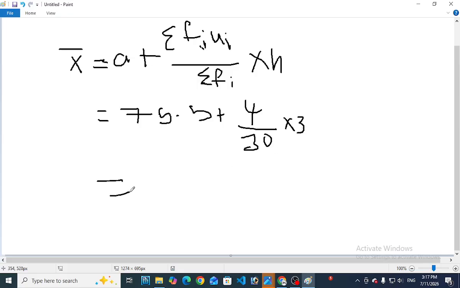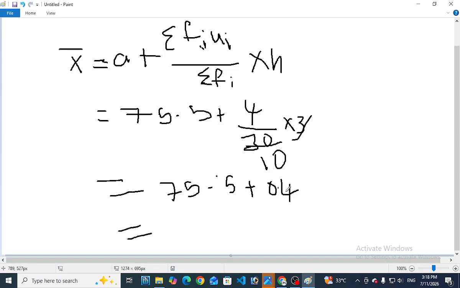If we calculate this, 3 ones are 3, 10s are 10, so 4 by 10 we can write as 0.4. So 75.5 plus 4 by 10, we are writing as 0.4. When we have 10, 100, or 1000 in the denominator, without cancelling the numerator and denominator, we can directly write the decimal values. So here we got 75.5 and 0.4. By adding those two numbers, we get 75.9 as the mean of the values.